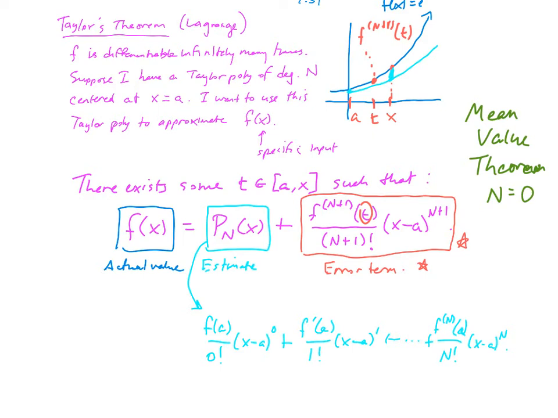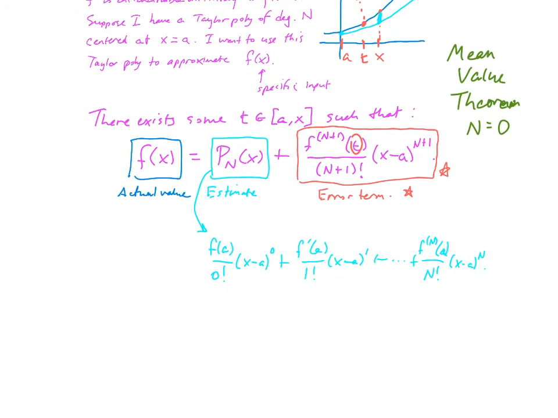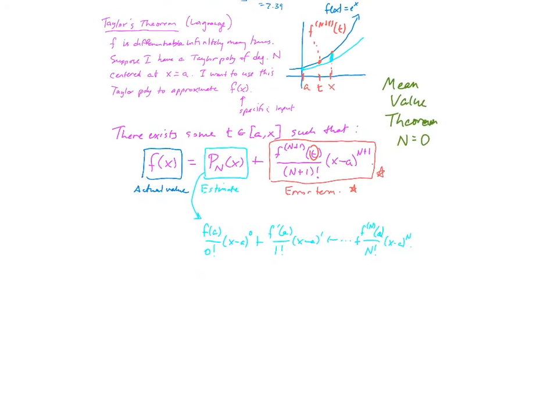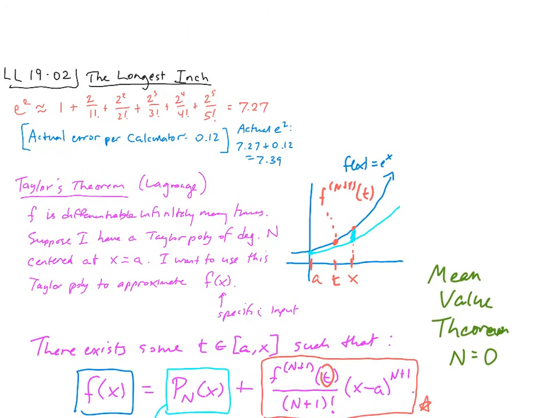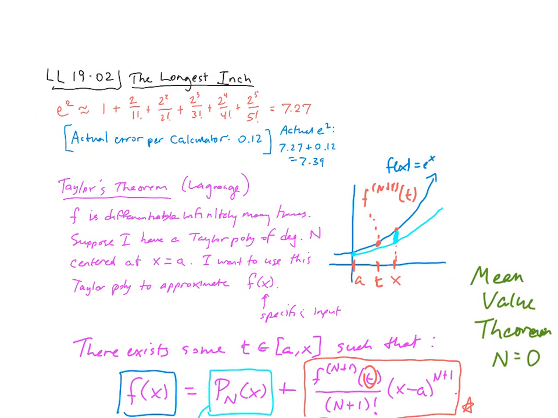Okay, so anyway, that's the error term. So now I want to use that to figure out how big that error could be in that series that we talked about earlier, this e squared. All right, so we're going to use Taylor's theorem to estimate the error for our estimate of e squared. Okay, so last time, in the last video, we said that this e squared is approximately equal to this sum of terms here, and that's 7.27. So how could we use Taylor's theorem?